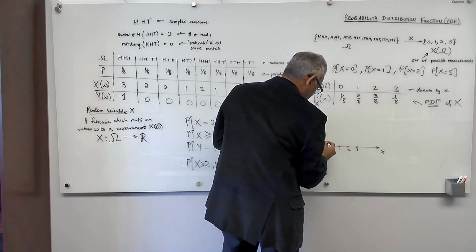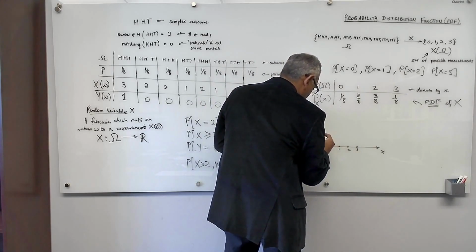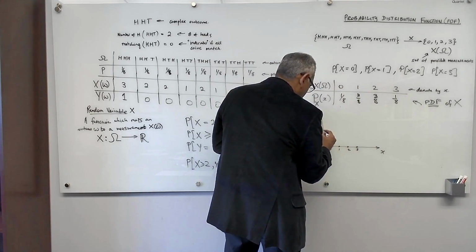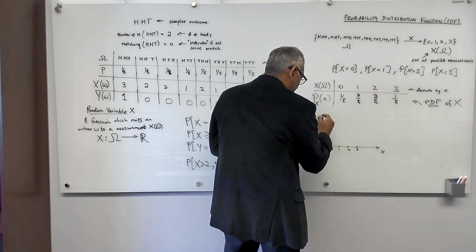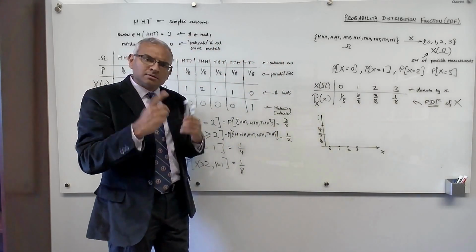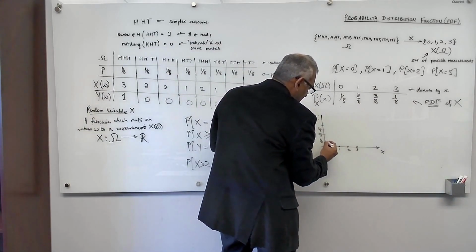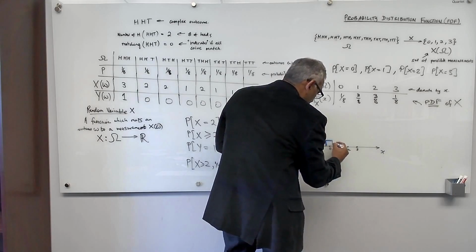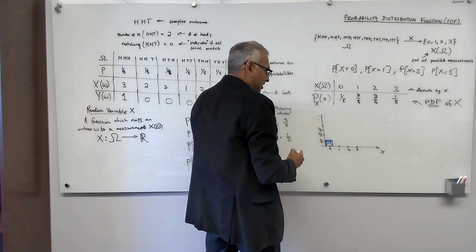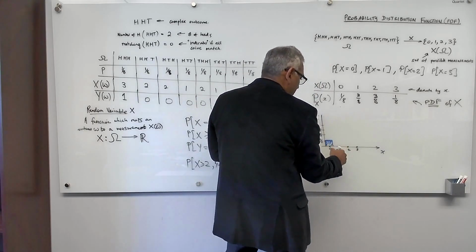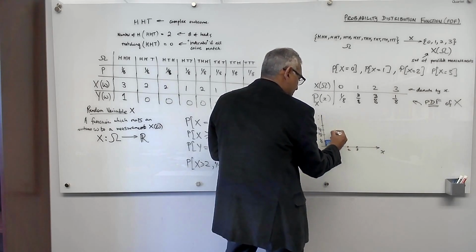And now we have here 1/8, 2/8, 3/8, and we can keep going if we had more possible values of x. Now 0 has a probability of 1/8, so we get a bar for 0. Then we get a bar for 1. The probability of 1 is 3/8.